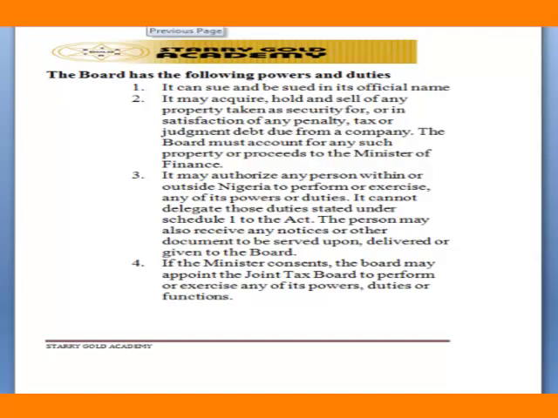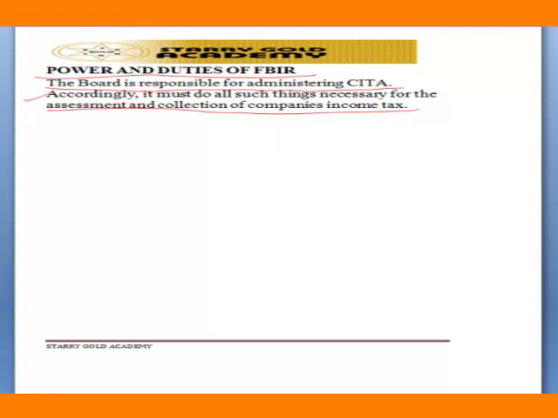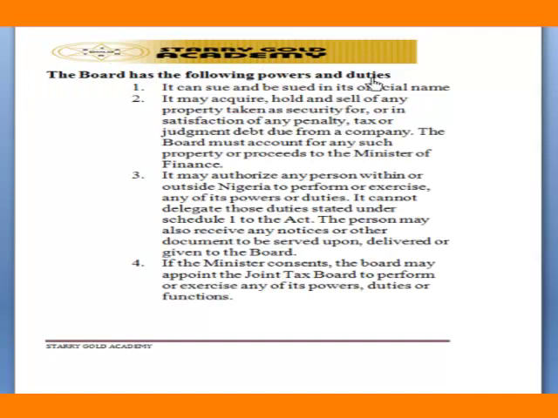The board has the following powers and duties in detail. One, it can sue and be sued in its official name. It may acquire, hold, and sell any property taken as security for or in satisfaction of any penalty, tax, or judgment debt due from a company. The board must account for any such property or proceeds to the Minister of Finance. It may authorize any person within or outside Nigeria to perform or exercise any of its powers or duties.